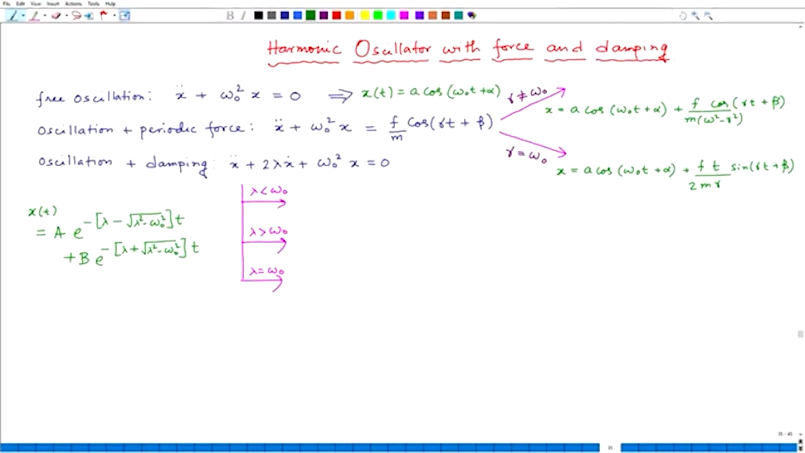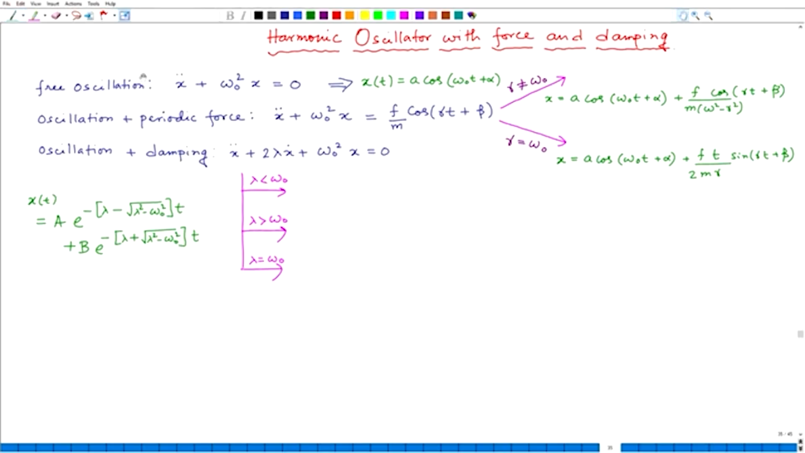Before that, let me give you a formal recapitulation of what we have already discussed in the case of a harmonic oscillator. For the free oscillation case, the equation of dynamics is given by x double dot plus omega 0 square x is equal to 0. Now, we know that omega 0 is the natural frequency of the oscillator, and the solution is given simply by x(t) equal to A times cos(omega 0 t plus alpha). So, alpha is the initial phase, omega 0 is the natural frequency, and A is the amplitude.